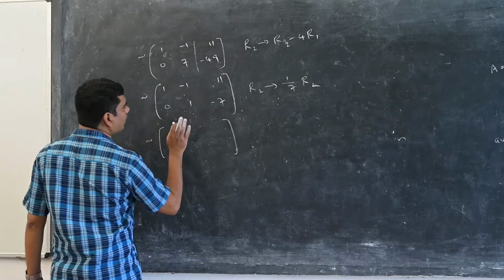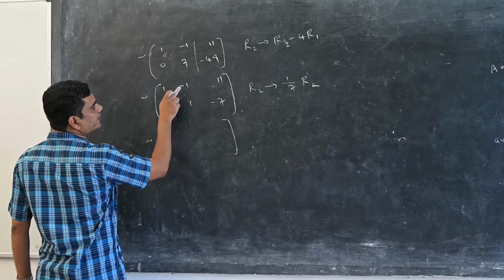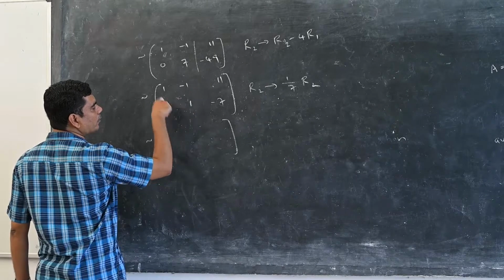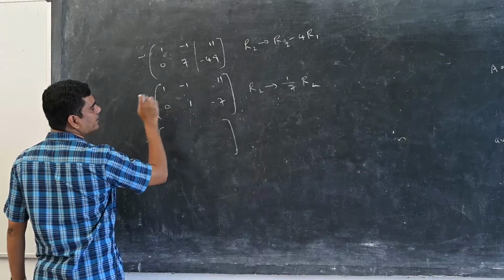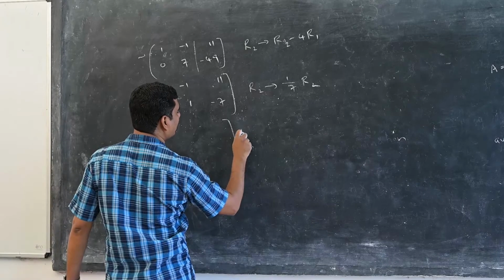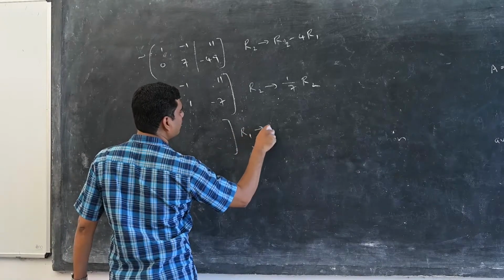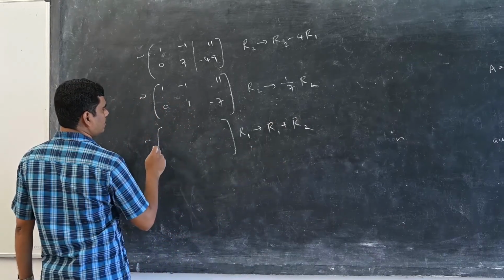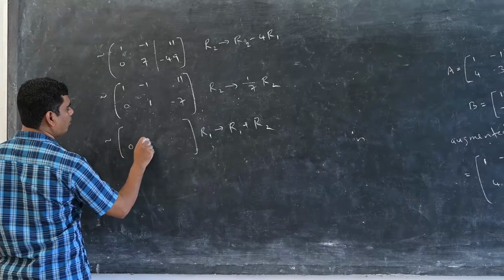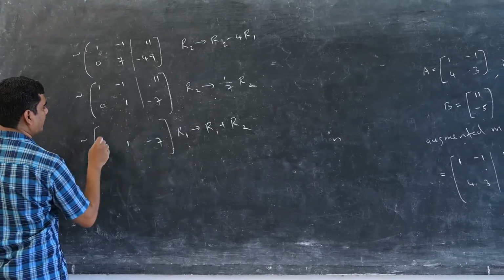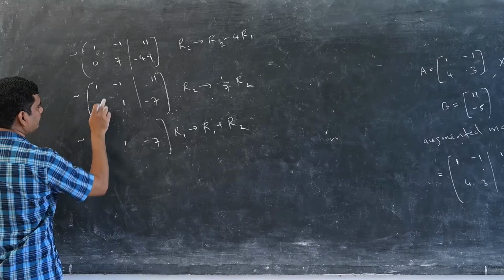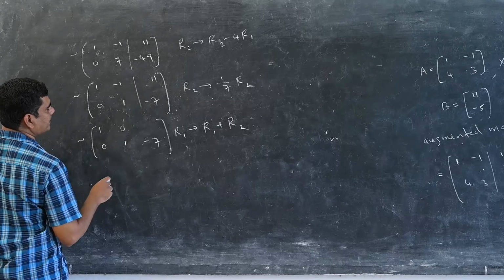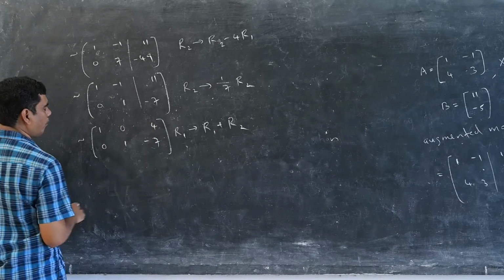Now we have to make this minus 1 zero. We have made this element 1, so we have to make the remaining elements in that column 0. For that we have to do the elementary row operation R1 goes into R1 plus R2. So this is 0 1 minus 7. Minus 1 plus 1, it is 0. 11 plus minus 7, it is 4.